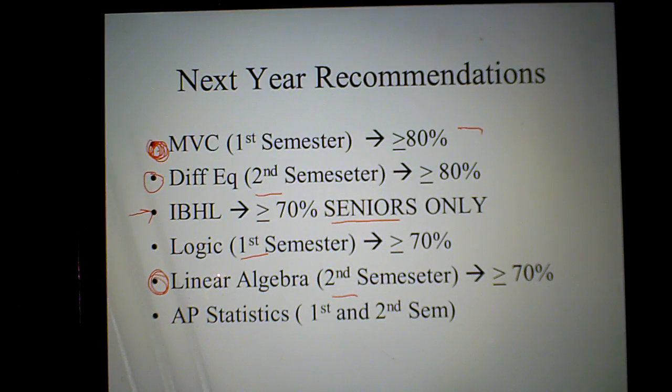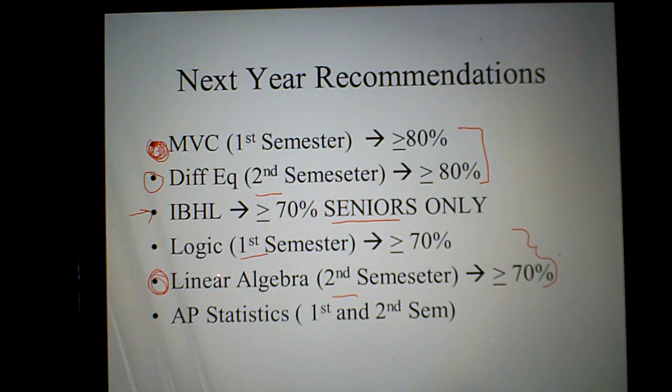Multivariable and differential equations, though, is the most rigorous algebraically, which is why you're not going to be recommended for it unless you have an 80% average in BC. And if you haven't taken BC, you are not eligible to take multivariable and differential equations. However, logic and linear algebra don't require as much algebraic manipulation. It's not as high as multivariable and differential equations, so that's why you have only the 70%.